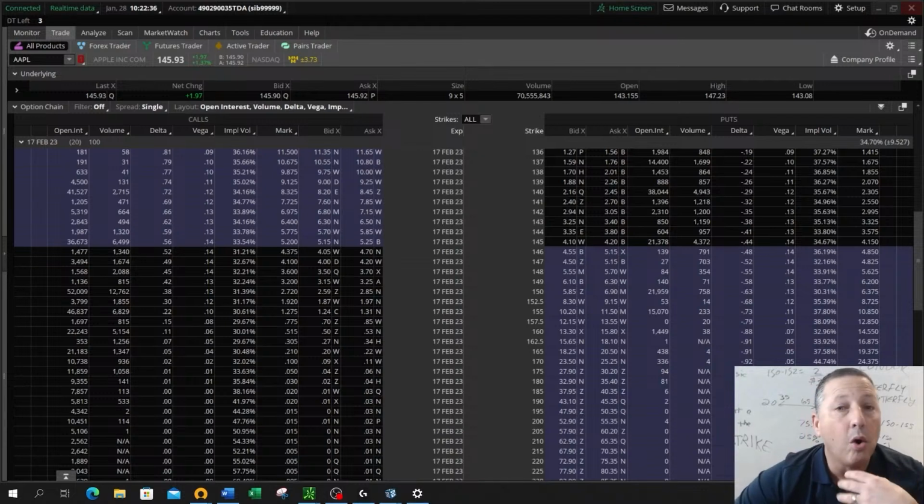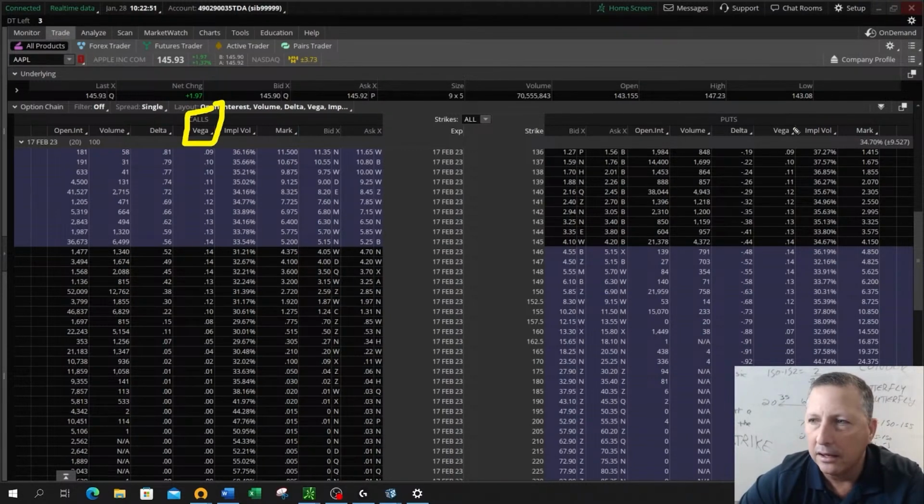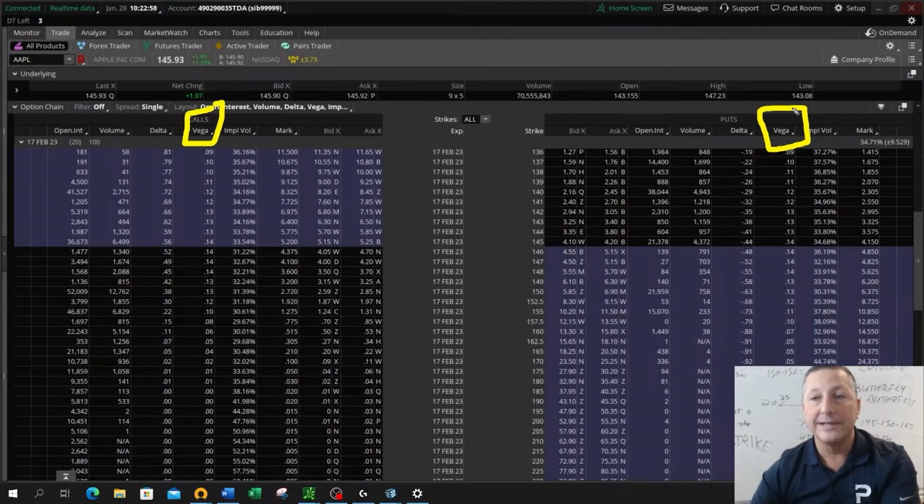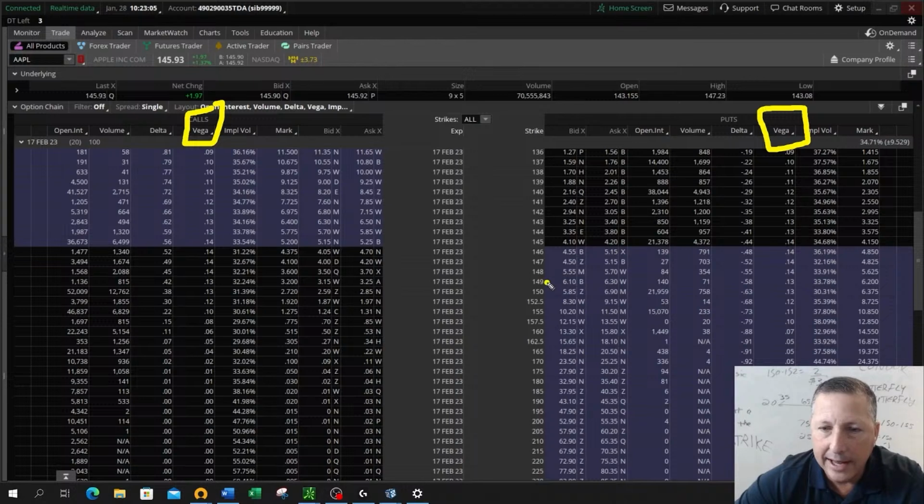The next thing that I always have on my option chain, that many don't have as a default setting, but I think that you really need to have in here, is the Greek Vega. Vega represents volatility risk. The higher the Vega, the more sensitive that option is to volatility risk or a change in volatility. So let's look at the 150 strike options in Apple.